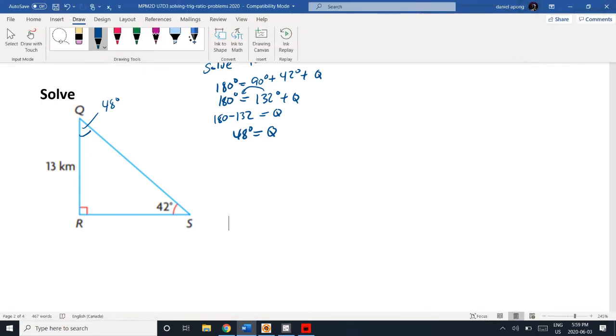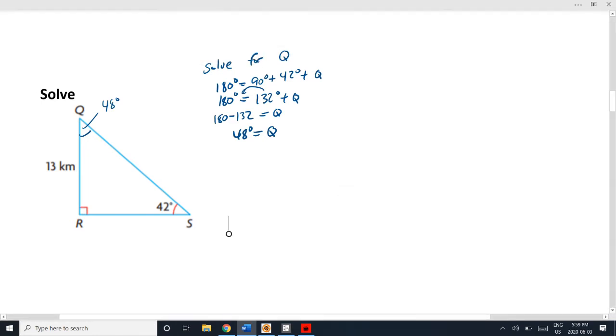Now let's solve for side Q. Side Q is the side opposite of the angle Q. So it's going to be here. Why don't we label all of them while we're here? Opposite angle R is lowercase r, which is our hypotenuse in this case, the longest side, and then we'll have side S over here. Okay, so let's solve for side Q.